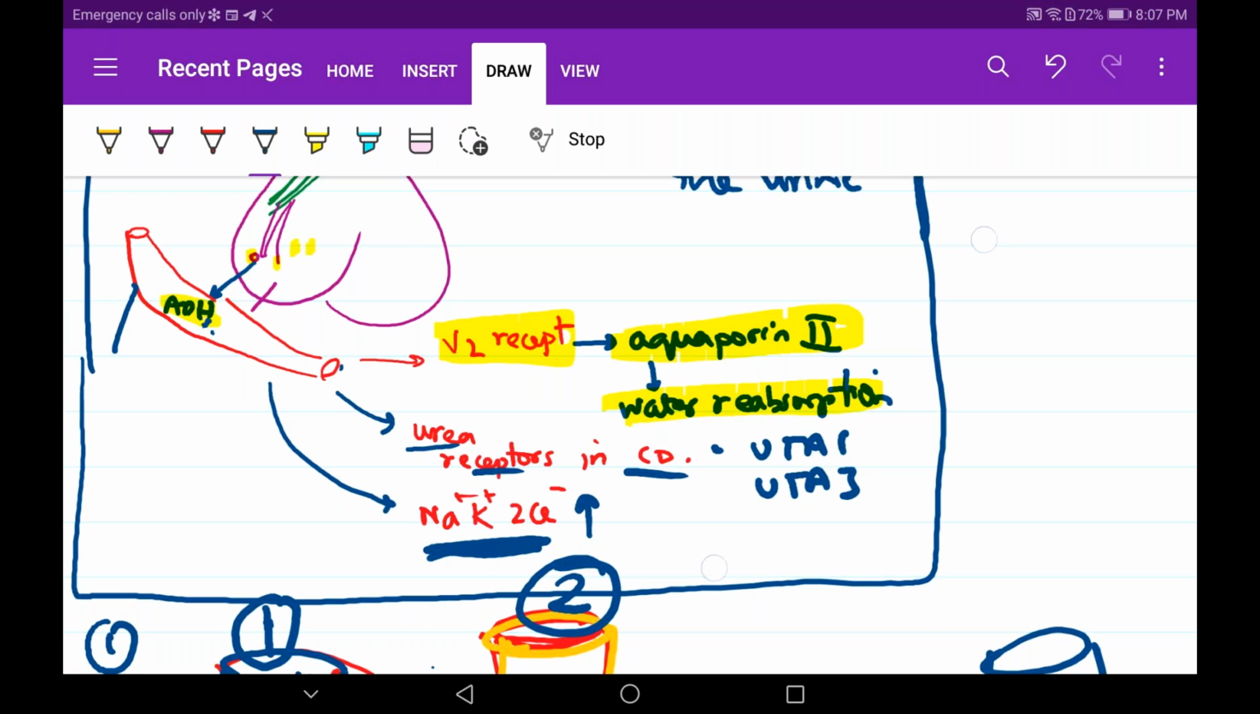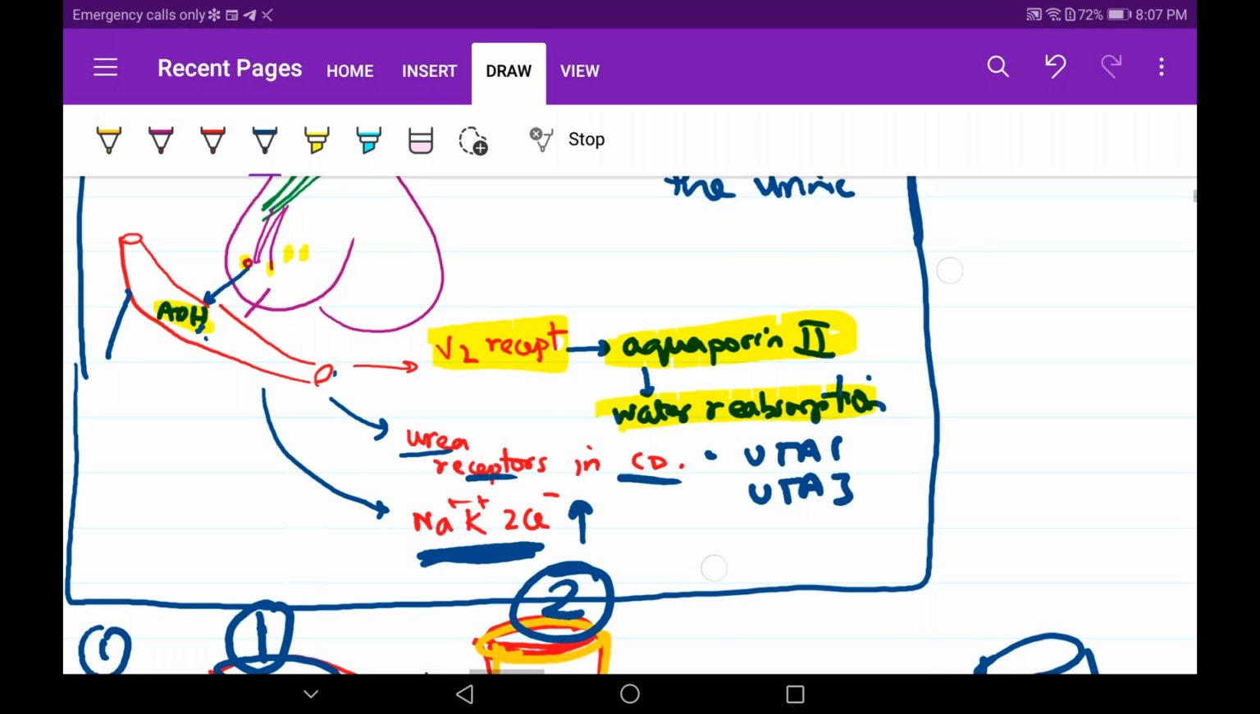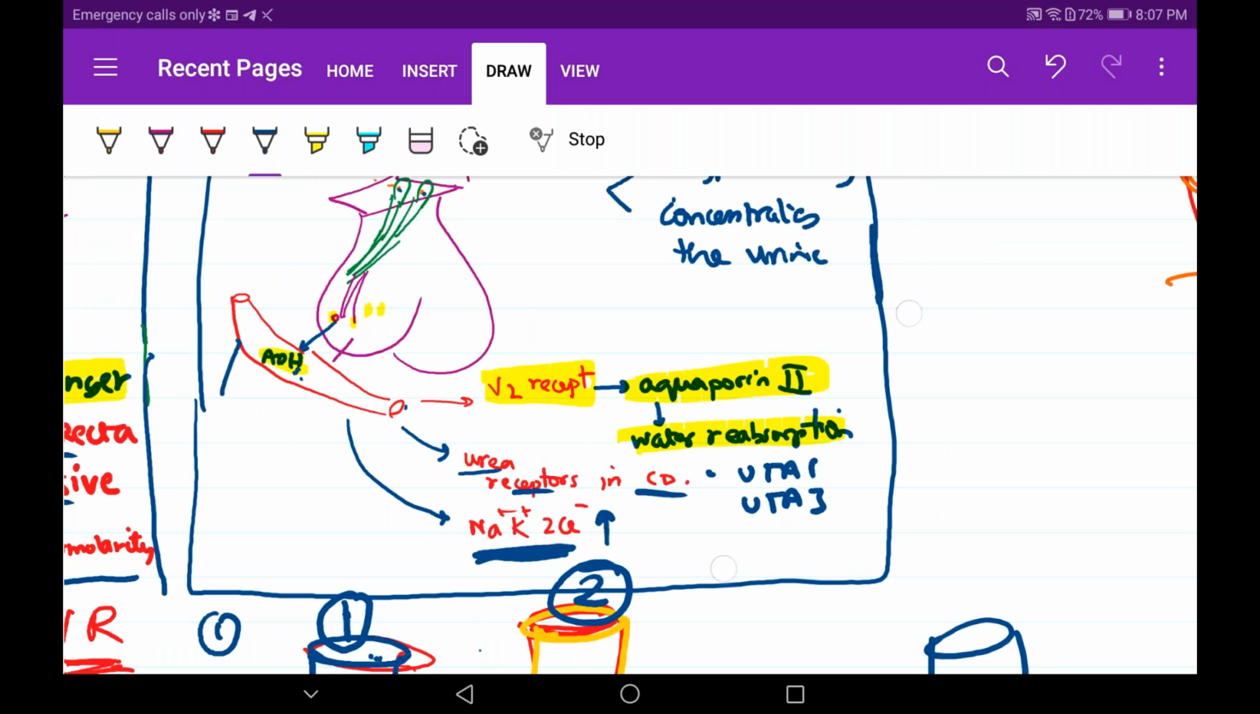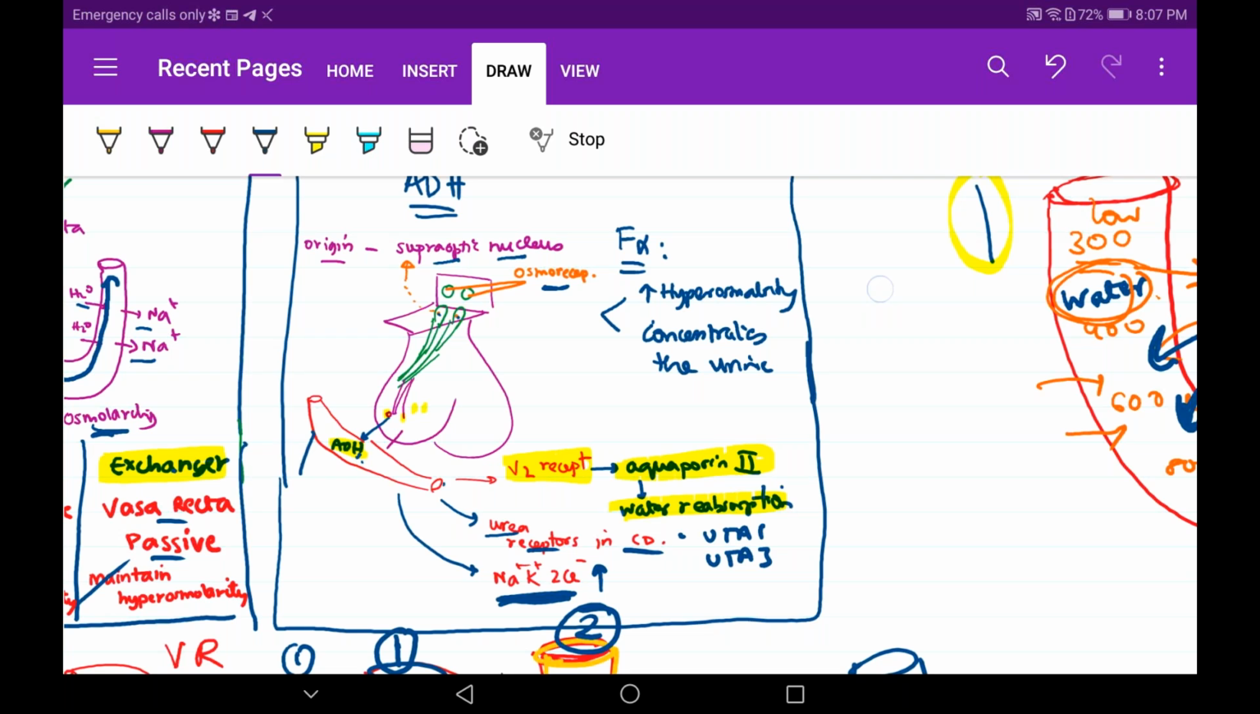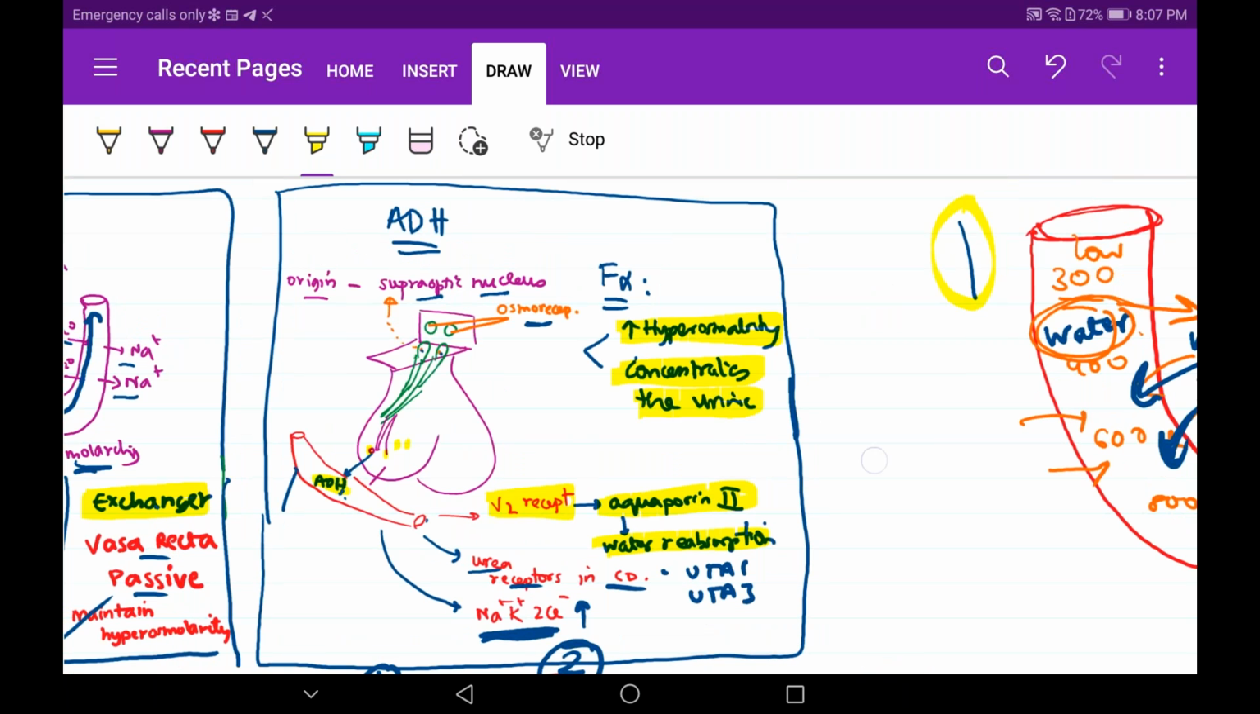So what is the conclusion you can bring from ADH? Tell me. Yes, it is very, very essential for maintenance of the hyperosmolarity as well as concentration of the urine. That's the conclusion we can bring, right? It is also causing water reabsorption. We do not deny that, but it is also helping in the urea reabsorption. It is also helping in the sodium potassium 2 chloride.